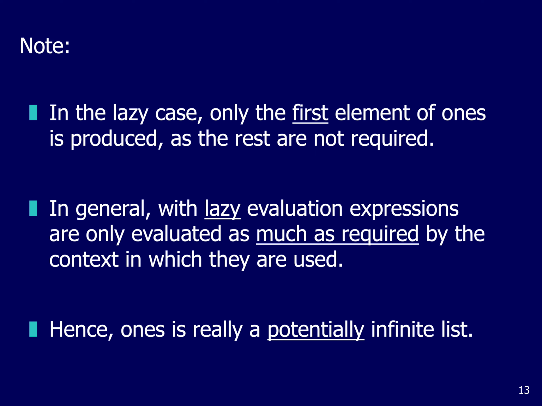An important point is the one down the bottom here. What we see now is that when we define the infinite list of ones by ones equals 1 colon ones, it's not actually an infinite list, it's a potentially infinite list, and it will only get evaluated as much as required by the context in which it's used.